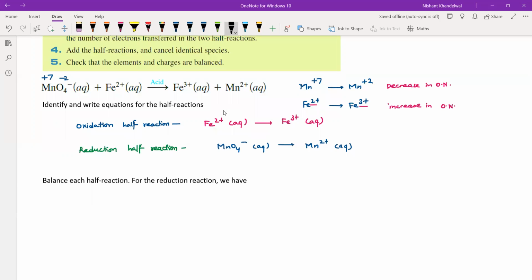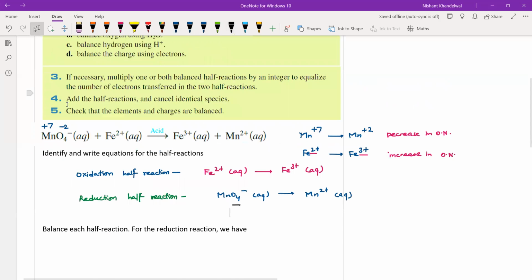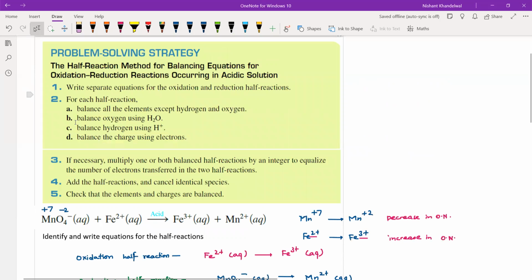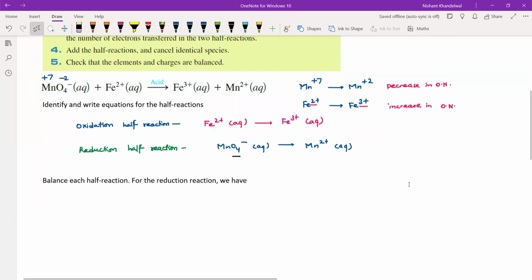Now iron is balanced, and MnO4 and Mn are balanced. But there is oxygen on the left and no oxygen on the right hand side. Mn and iron are balanced, so we move to the next part, B: balance oxygen using H2O. To balance the oxygen atoms present in MnO4 minus, we add H2O to the side that does not contain oxygen.